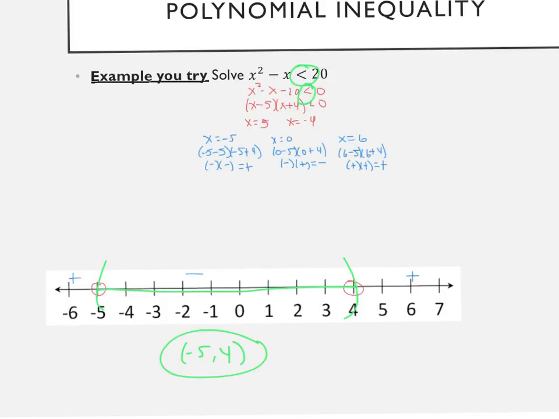Okay, so hopefully for this last one, when you subtract the 20 and factor, you do get x minus 5 times x plus 4. And your final solution is negative 5 to 4 with parentheses.